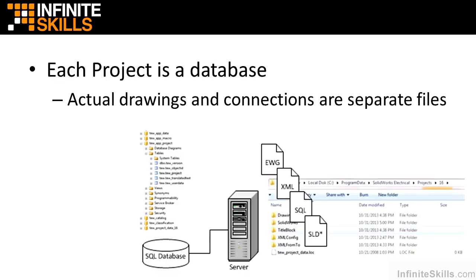In SolidWorks Electrical, each project is a database. So if you were to browse in to the Microsoft SQL Server environment, you would actually see a database file for every new project that you create. And then on the server, you would also see data directories. We have EWG files, which represent the actual drawings, XML files, which are the from-to list information for cables when you use 3D, SQL queries for the reports, and finally SolidWorks 3D models, whether they be parts or assemblies. These are then connected to the SQL database.